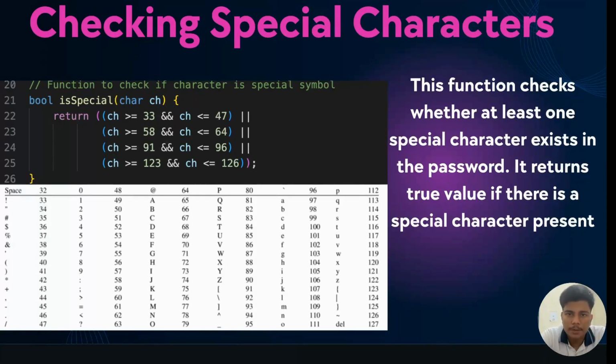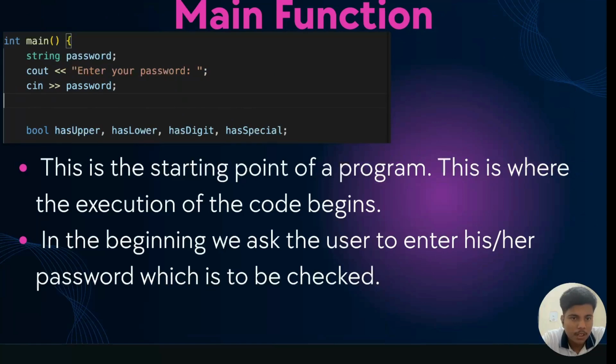Now let's move on to the main function where we'll be taking the password as input from the user and we will also be defining some new variables. First, the main function is the starting point of the program. This is where the execution of the code begins. So the compiler starts compiling the code from the main function.